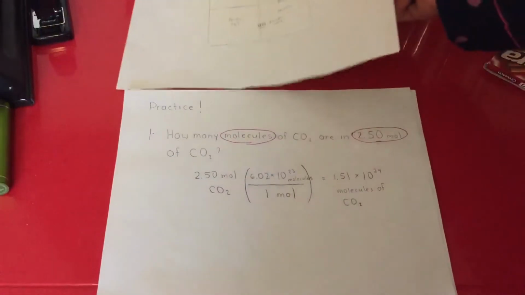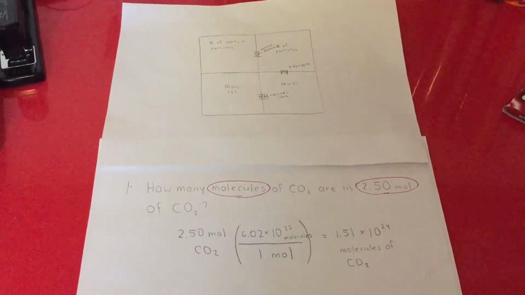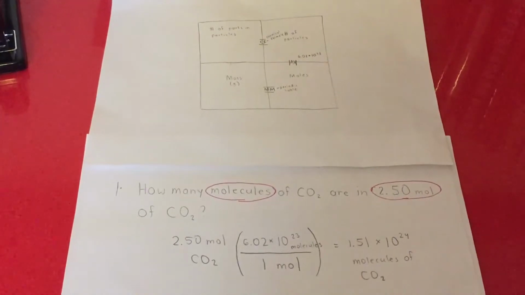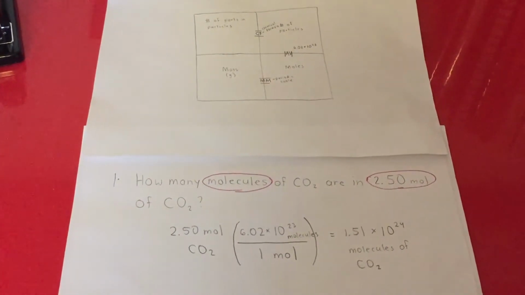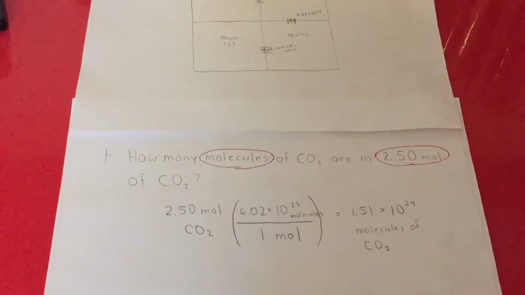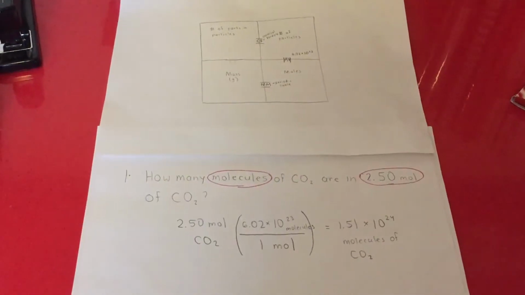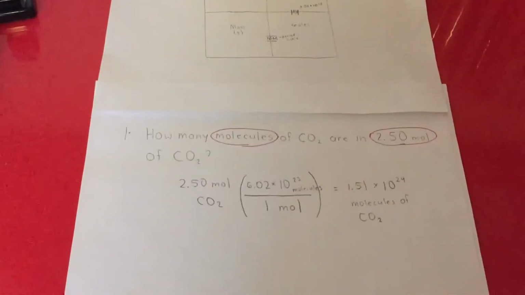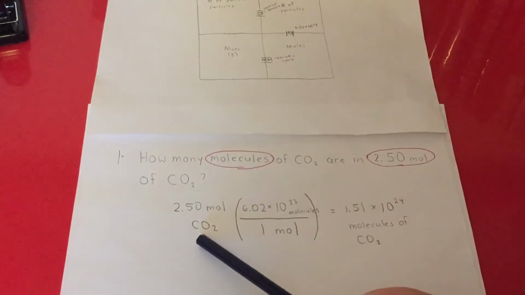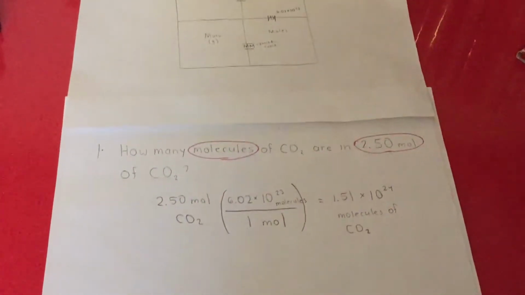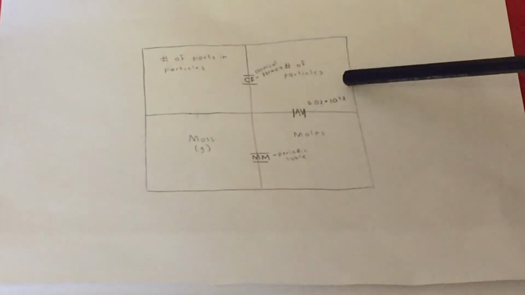So here's our first problem. How many molecules of carbon dioxide are in 2.5 moles of carbon dioxide? So what I did was I circled what we're trying to find, which is molecules of CO2, and what information we have so far, which is 2.5 moles. So we start by putting 2.5 moles at the beginning. And if you reference the mole house, we're trying to convert from moles to numbers of particles.